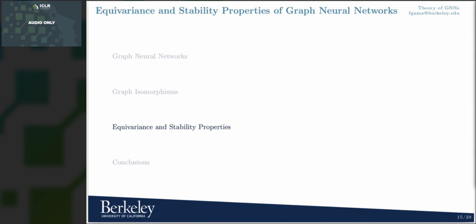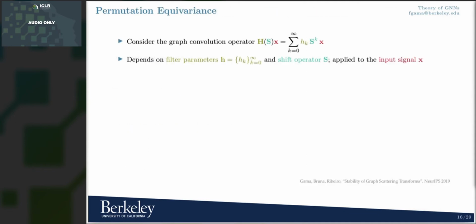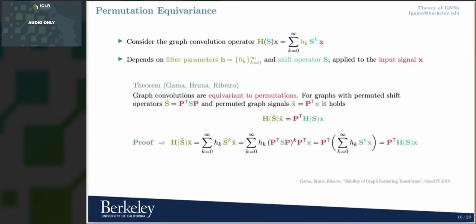We will show this by proving two properties of GNNs: permutation equivariance and stability, or more formally, Lipschitz continuity to the graph structure. That is, Lipschitz continuity to the matrix S, not to the input X. Recall that the graph convolution operator is a polynomial on the shift operator, which depends on the filter parameters h, on the shift operator S, and is applied to the input signal x. Then we have that graph convolutions are equivariant to permutations. This means that for graphs with permuted shift operators and permuted graph signals, it holds that the outputs are permuted versions of each other. The proof follows from basic algebra and the properties of the permutation matrix.